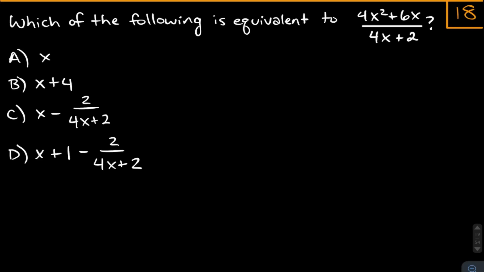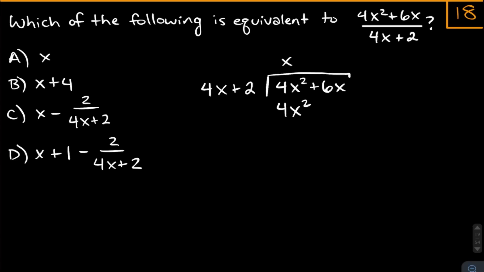So let's do some long division here. We're going to do 4x squared plus 6x divided by 4x plus 2. Okay, and then how many times does 4x go into 4x squared? Well, that would be x times, right? Because you have to multiply 4x by x to get 4x squared. So then multiply x by 4x and you get 4x squared. Multiply the 2 by the x and you get 2x. And then you're going to subtract this thing. So 4x squared minus 4x squared is 0. 6x minus 2x is 4x.